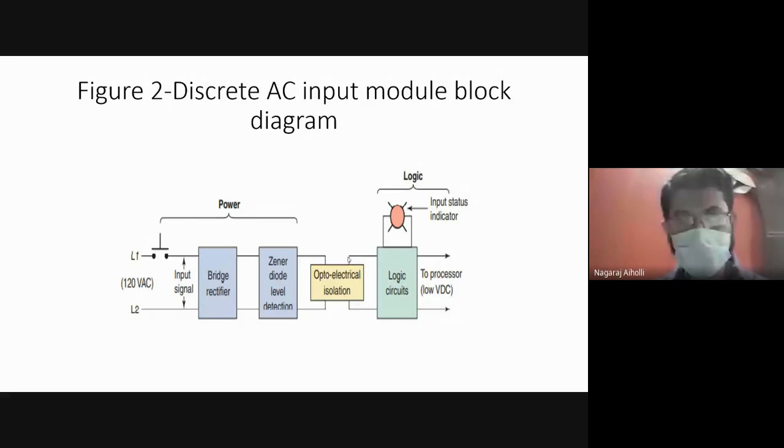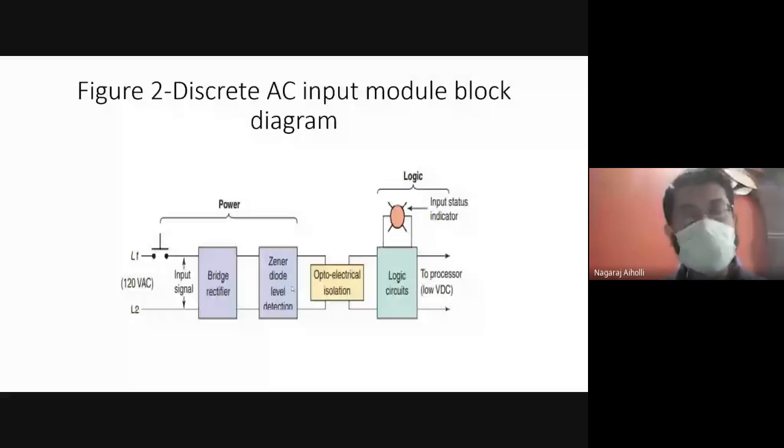In this optoelectrical isolation circuit, the main component is the optocoupler. An optocoupler is a circuit which provides electrical isolation. It provides isolation between two circuits using the light signal. I'll explain that in the next diagram. Then from the optocoupler circuit, the signal, or the voltage, is applied to the logic circuits.